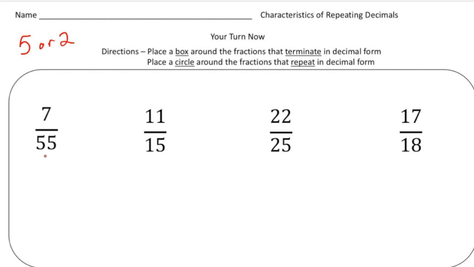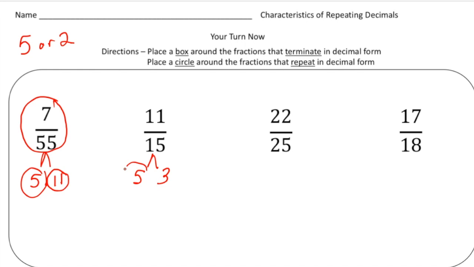So here we have 55. I know 55 can be 5 and 11, so 5 is prime, and 11 is prime. Because we have 11 in there, we know it's going to repeat. So this is going to be a repeating fraction. All right, the next one, 15. Well, 15 can be 5 and 3. And 5 is prime, and so is 3. Because we have a 3 in there, we know this one is also going to repeat.